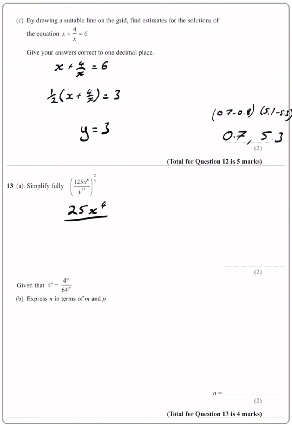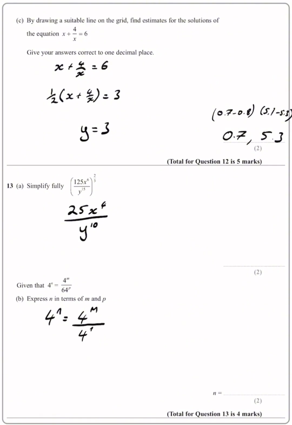Question 13. So to the power of 2/3, 125 cube root it and square it to get 25. X to the 6 to the 2/3 is x to the 4, and y to the 15 to the 2/3 is y to the 10. So 25 x to the 4 over y to the 10.